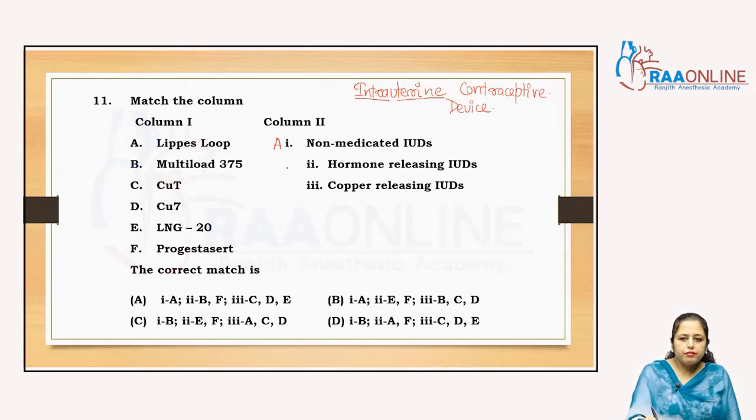Multiload 375 is a hormone releasing IUD. CuT, Cu7, that is B, C and D, are the copper releasing IUDs. LNG-20 is the hormone releasing IUD. And progesterone, no, it's not applicable here.